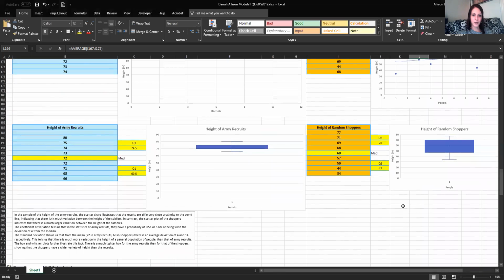Down here we did a box and whisker plot. It's illustrating the same basic thing, that there is a very tight grouping of people here. The height of the Army recruits does not vary very much. And then the height of the random shoppers is a huge variation. And that's just showing that here from the tallest to the shortest, and then the coefficient of variation in between.